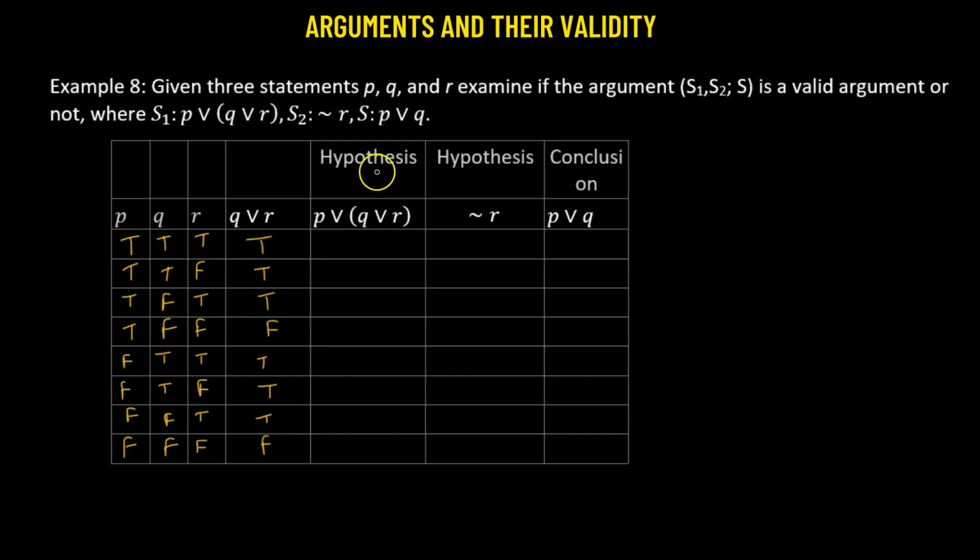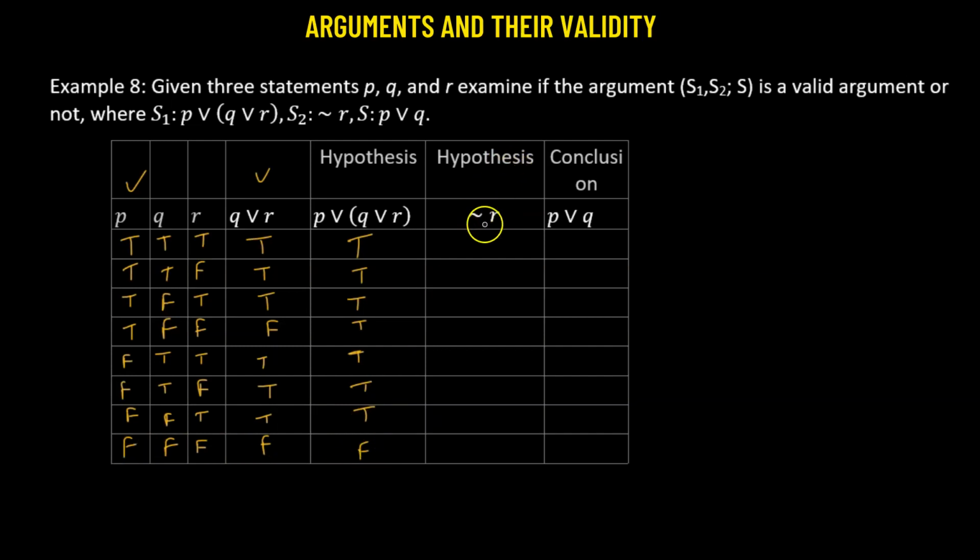Now we come to hypothesis 1. So this is the first statement, P or Q or R. We'll consider column 1 and column 4. So true or true, this will be true; true or true, true; true or true, true; true or false, true; false or true, true; false or true, true; false or true, true. Both of them are false, so this will be false.